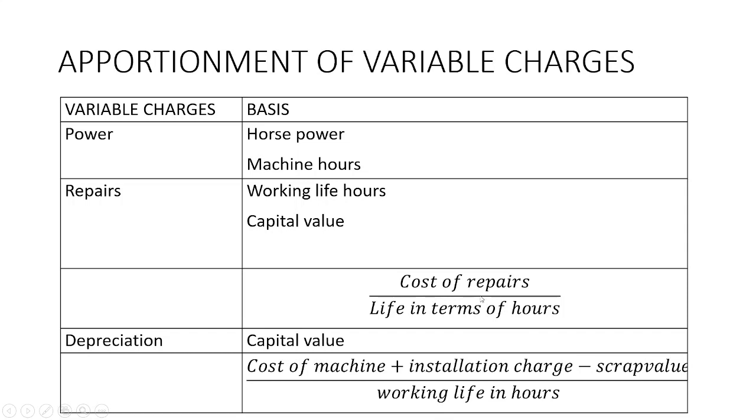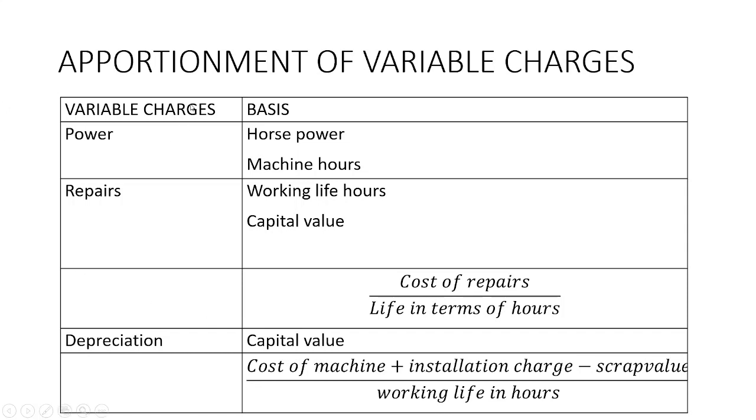So in this case we are finding out the per hour repair charges: cost of repairs divided by life in terms of hours. Depreciation is based on capital value. So we can calculate the depreciation as cost of machine plus the installation charges minus the scrap value, divided by working life in hours. When you do this, we get the depreciation per hour. We are not finding out the depreciation per annum or per month. We are finding out the depreciation per hour.